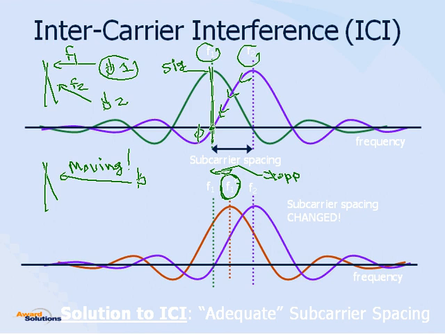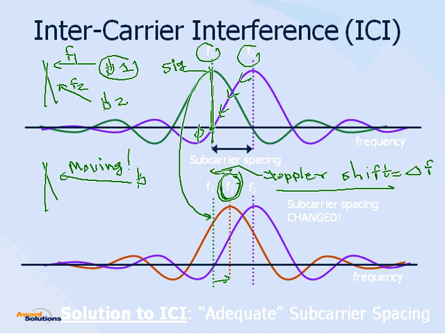When the user starts moving, then because of the Doppler effect, the actual received frequency will change. Here the user is moving toward the base station, so the frequency will increase. Instead of the frequency being F1, it will increase and become F1 prime. That is the delta F Doppler shift. The faster the user moves, the larger the Doppler shift will be. Now let's see what the impact of that is.